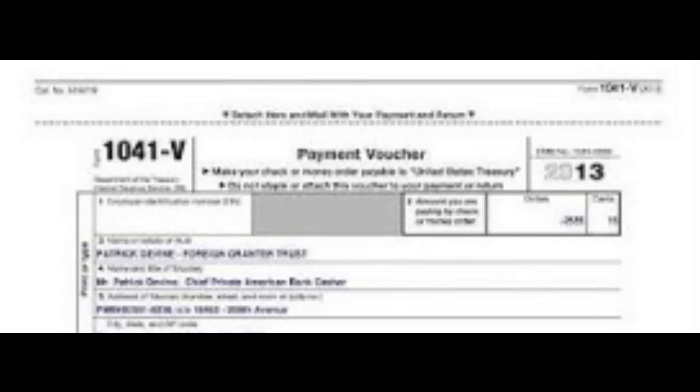Introduction to understanding the use of 1099 OID forms and Treasury processes.